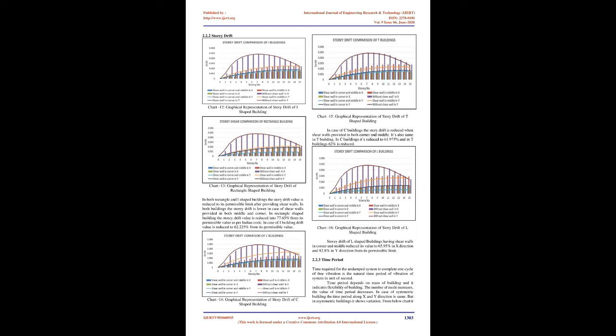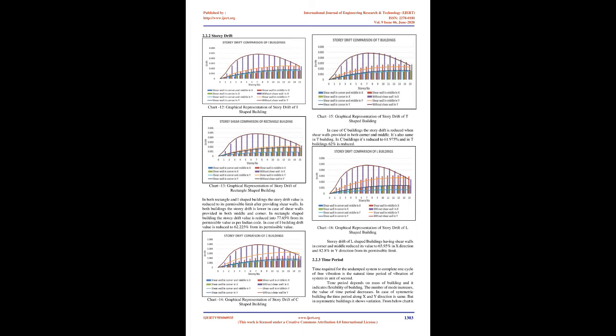In case of I building, drift value is reduced to 62.225% from its permissible value. Chart 14, graphical representation of storey drift of C-shaped building. Chart 15, graphical representation of storey drift of T-shaped building. In case of C buildings, the storey drift is reduced when shear walls are provided in both corner and middle. It's also same in T building. In C buildings it's reduced to 61.975% and in T buildings 62% is reduced.